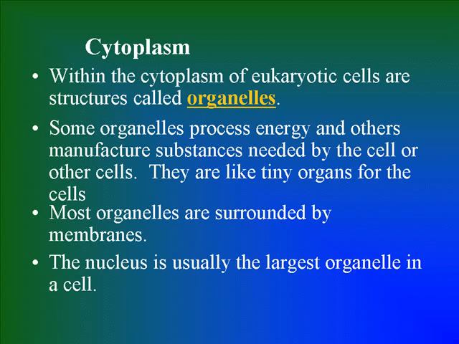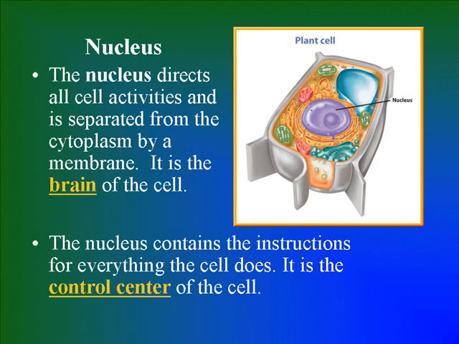And the biggest clue to the easiest to spot organelle is the nucleus. It's usually the largest. Sometimes in plants that won't be the case, but for the most part, nucleuses, or nuclei, I should say, are the biggest organelle. They're the control center, they're the most important, so they're the biggest. Alright, so speaking of the nucleus, it directs all cells' activities and is separated from the cytoplasm by a membrane. It is the brain of the cell.